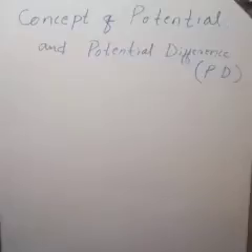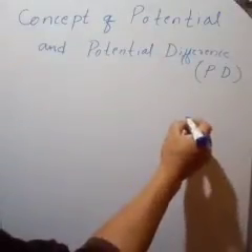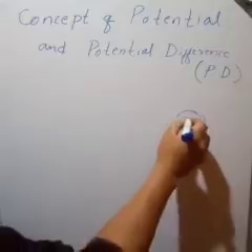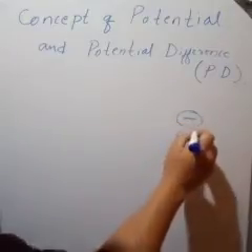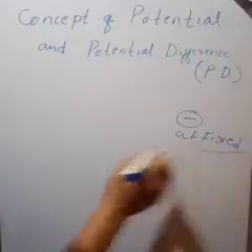Let's see the concept of potential and potential difference of a current. Now you can imagine there is a charge, a negative charge, minus. So this is at a fixed point. This is at a fixed point.